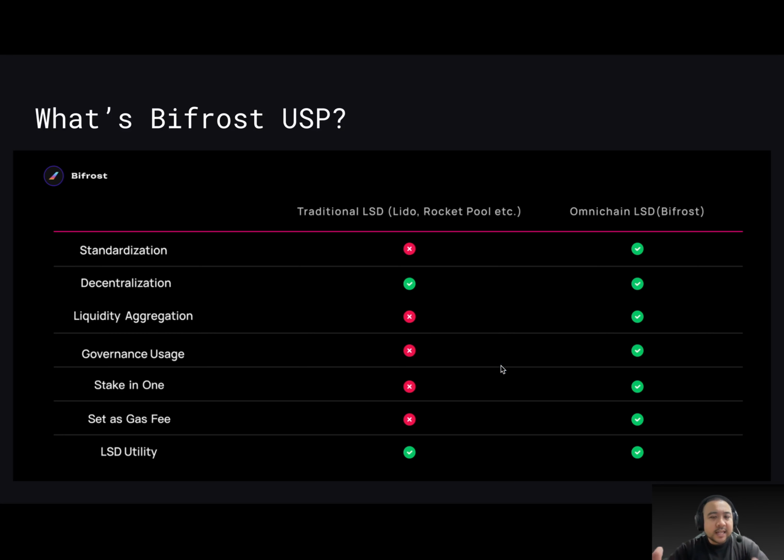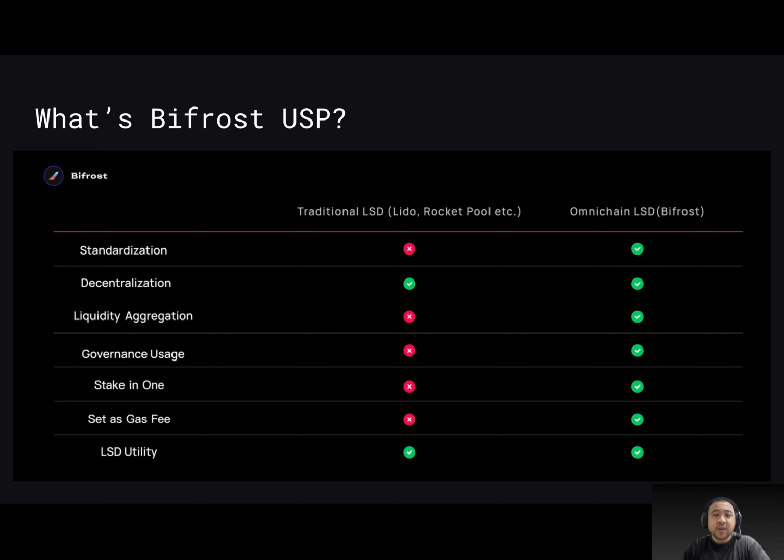Right. So what is Bifrost's USP? What is our unique selling point? You probably would have heard of liquid staking systems like Lido and Rocket Pool, notorious on the Ethereum ecosystem. But of course, the issues with Lido and Rocket Pool are the lack of standardization of liquid staking tokens, because they only support ETH. Right? Of course, they are 100% decentralized. They don't aggregate liquidity. Right? It's fragmented between different tokens, and of course they're not going to offer DOT liquid staking.